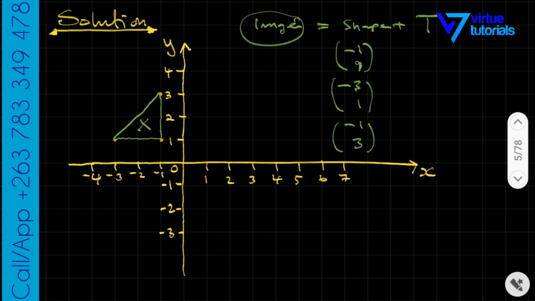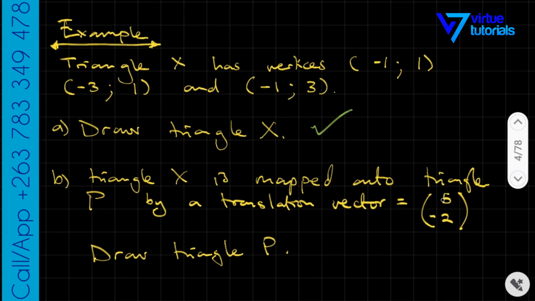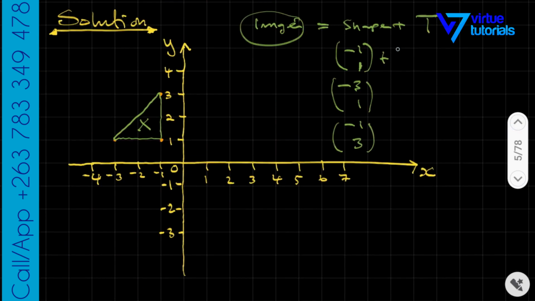As you can see, I've written them as columns so that they match the form of the translation vector. So our translation vector is (5, -2). So I add (5, -2) to all of these. So every point is being adjusted by (5, -2).